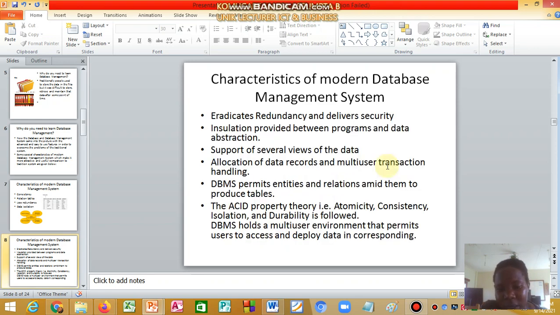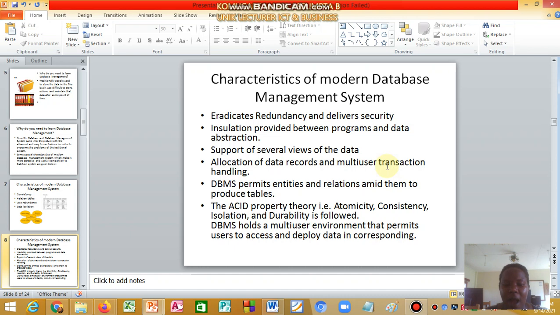It eradicates redundancy and delivers security. There's no data redundancy. With the primary key, you cannot have Komgai Maria Sumta again Komgai Maria Sumta. It must query the database. Isolation is provided between program and data abstraction, support of several views of the data, allocation of data records, and multi-user transaction handling. Database management systems permit entities and relations amid them to produce tables.